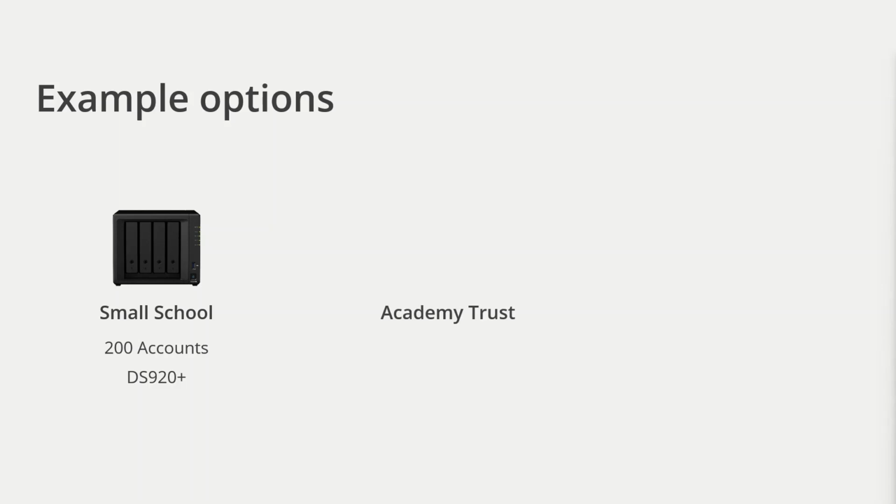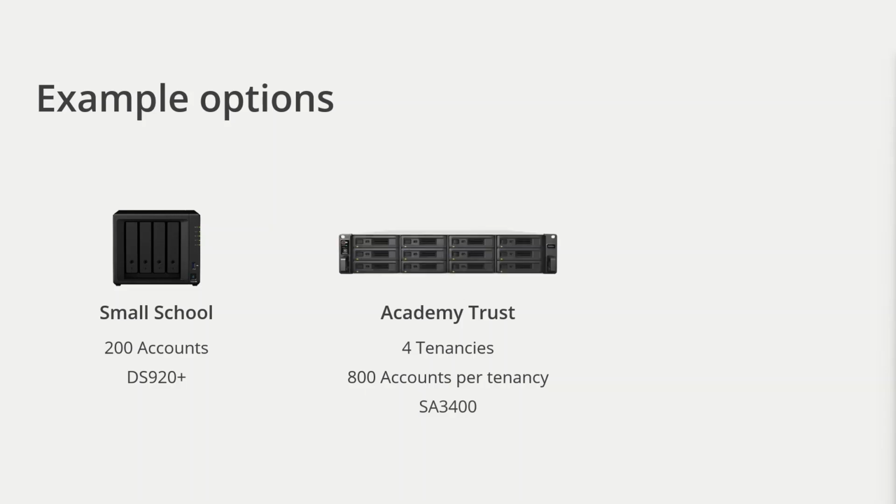Jumping up a bit, is what we would suggest for an academy trust. These are usually multi-tenancy and can have upwards of 800 to 1,000 accounts per tenancy. This is where our more performance-oriented machines, like our RS3400, might come in, because it can do multiple tenancies onto the same system. Actually, they all can do multiple tenancies, but this will have a lot more grunt, so we'll be able to back up those 3,000 plus accounts each day.